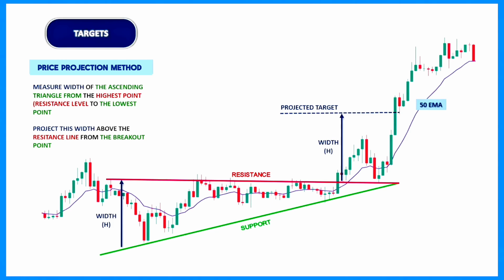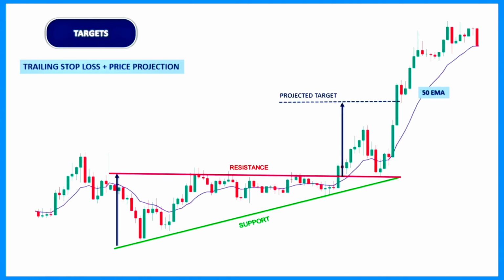One issue with price projection is that markets don't always hit your target cleanly. Sometimes they reverse sharply and head back toward your stop loss. To reduce this risk, you can combine a trailing stop loss with your price projection. In other words, if the market moves in your favor but hasn't reached your target yet, trail your stop using a moving average to lock in profits.